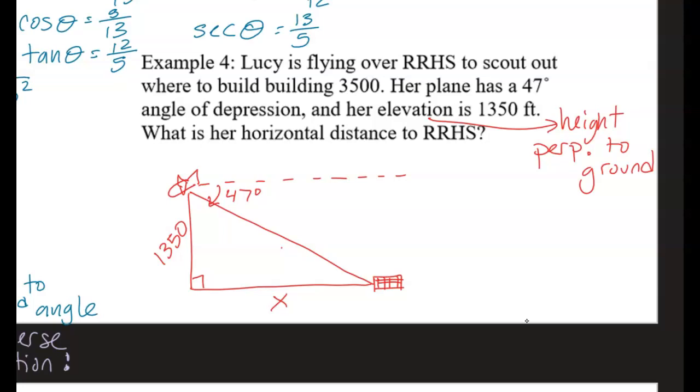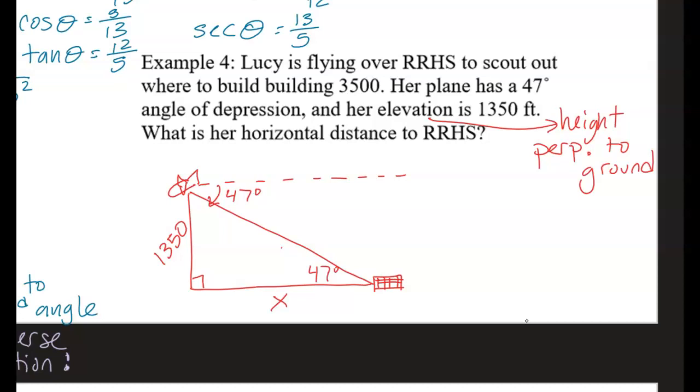What did we learn at the beginning of these steps? Yes, alternate interior angles. Or you can remember the angle of depression is the same as this angle of elevation down here. So now I have an angle inside of my right triangle and I'm working with two sides. I can solve for x, no problem.